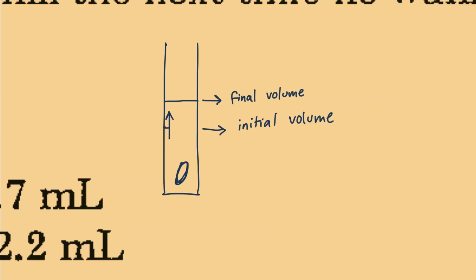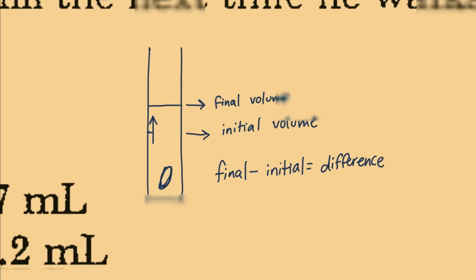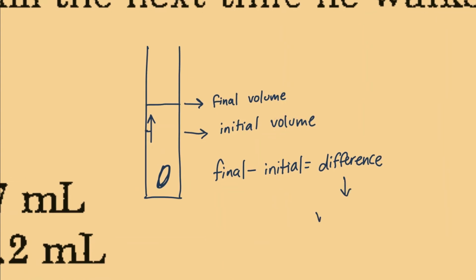And this is how water displacement works. We can take these two volumes, the initial and the final, the before we put the object in and the after we put the object in, and we can subtract these numbers. So I'm going to say final minus initial equals the difference. The difference in volumes, that is the volume of the object.